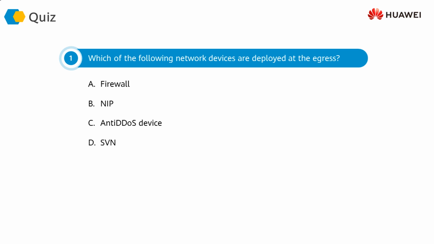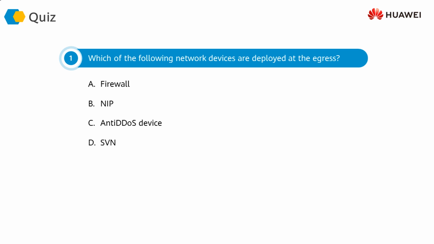I hope all of you can hear me and you are trying to figure out the answer. A, okay, firewall. Firewall could be deployed at the egress. Yeah, right. This is correct. And this is very important to understand as you will learn more about the firewall.